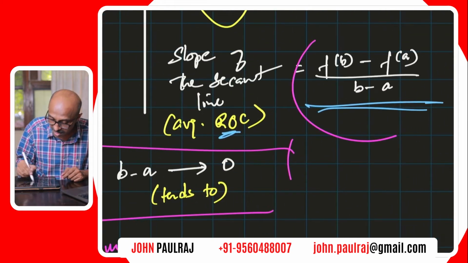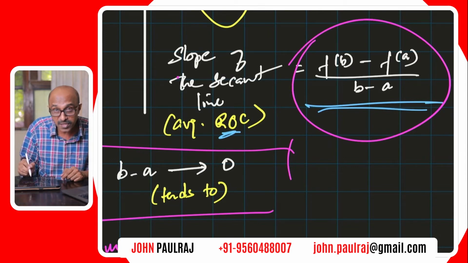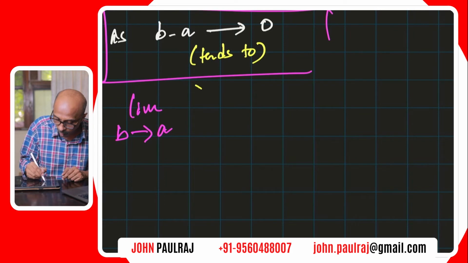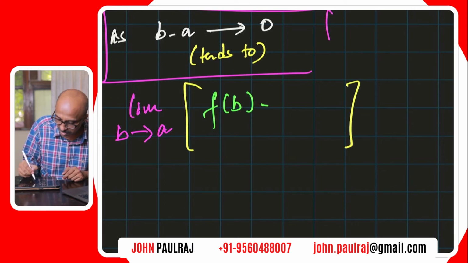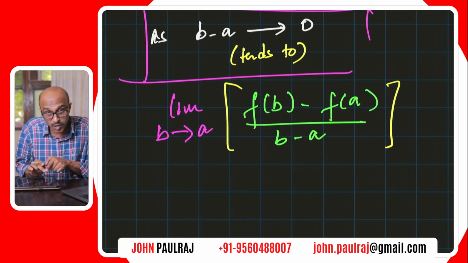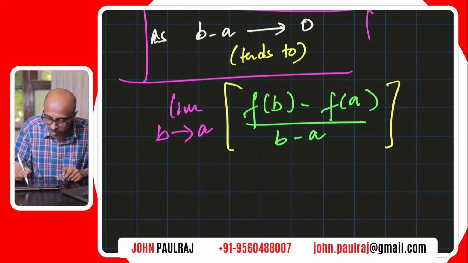The limit as B approaches A of what? Of this expression. And what is this expression? This is the slope of the secant line. So the limit as B approaches A of f of B minus f of A, the whole thing divided by b minus a. So the limit as b approaches a, what's going to happen? We're looking at the denominator and saying, ooh, that's going to become 0.